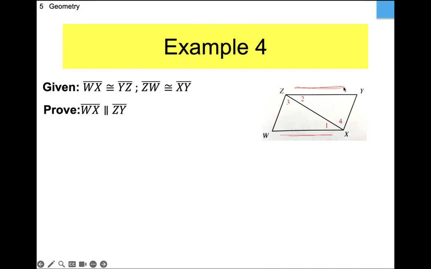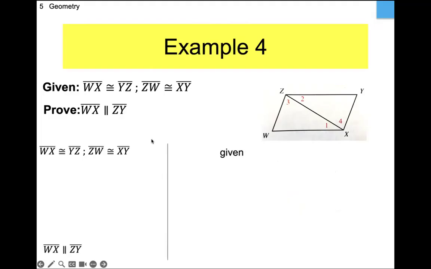And if I could somehow prove that angle 1 and angle 2 are congruent, if I draw it this way, it makes more sense. If I could somehow show that angle 1 and angle 2 are congruent, that would be this one and this one, right? Then therefore those are alternate interior angles and they're only congruent when this side is parallel to this side. So that's the big picture of what I'm trying to accomplish. Okay, so let's do the proof.